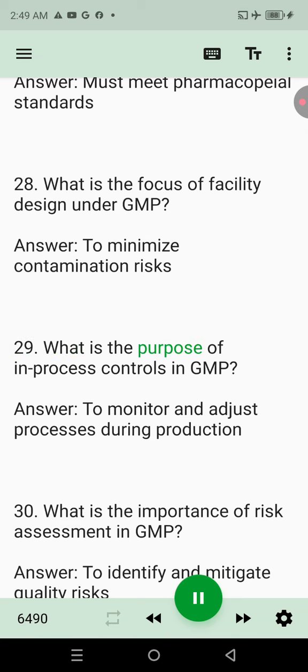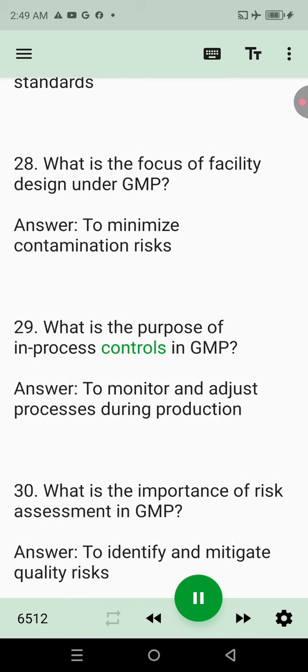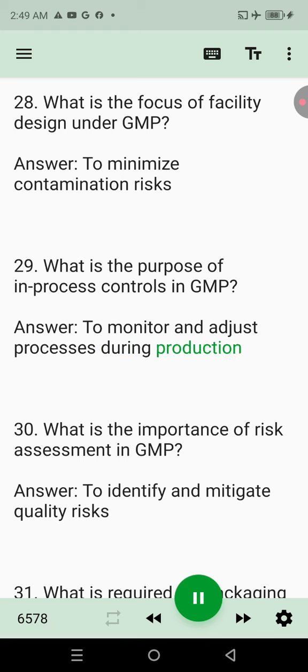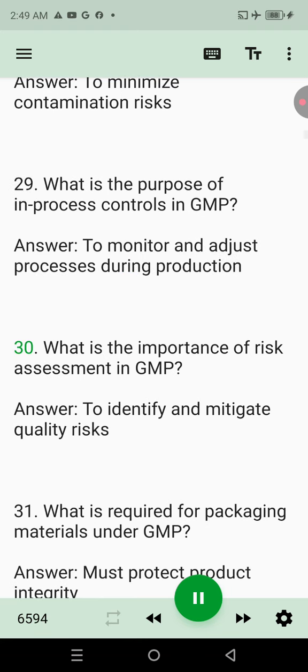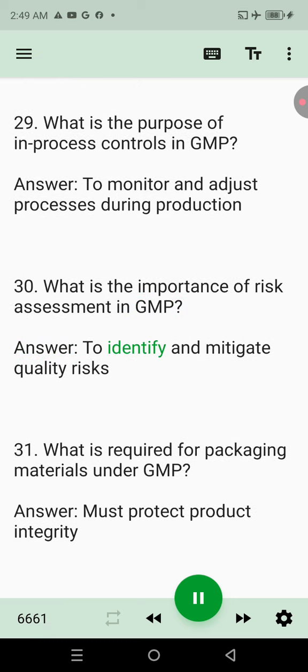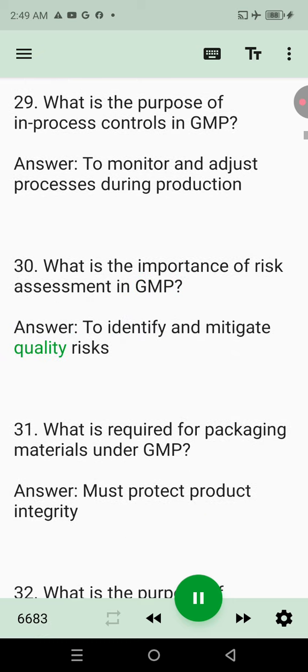29. What is the purpose of in-process controls in GMP? Answer: To monitor and adjust processes during production. 30. What is the importance of risk assessment in GMP? Answer: To identify and mitigate quality risks.